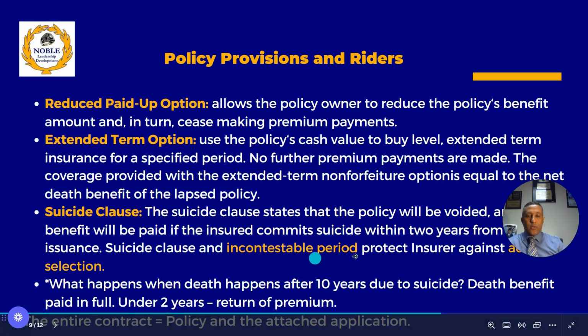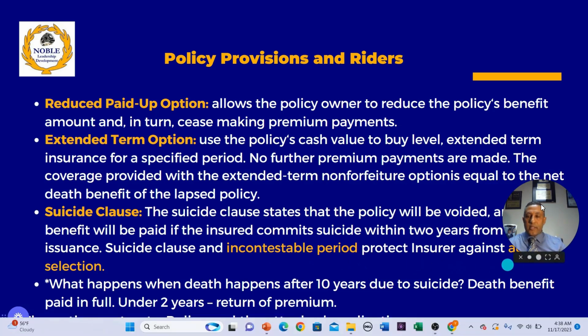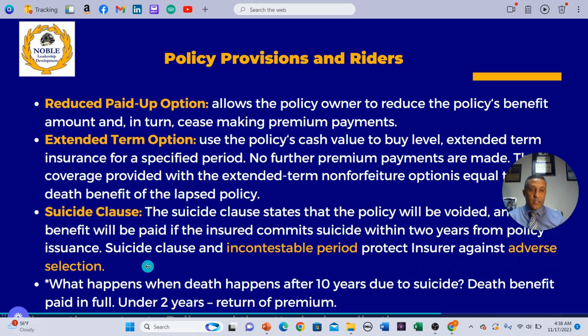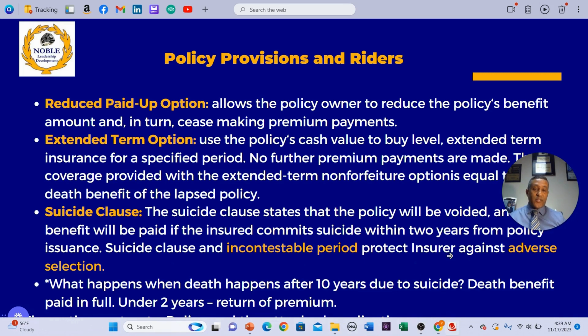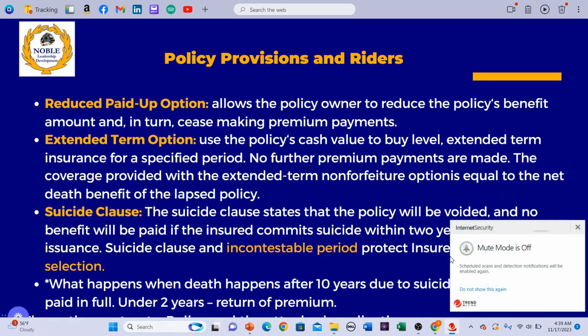So the suicide clause and incontestable period protect the insurer against adverse selection. Someone intentionally buying life insurance to commit suicide is adverse selection. And the incontestable period covers somebody lying on the policy application to get lower insurance rates. So those two protect the insurance company from adverse selection. So, which of the following will protect the insurer against adverse selection? Remember the suicide clause and incontestable period.